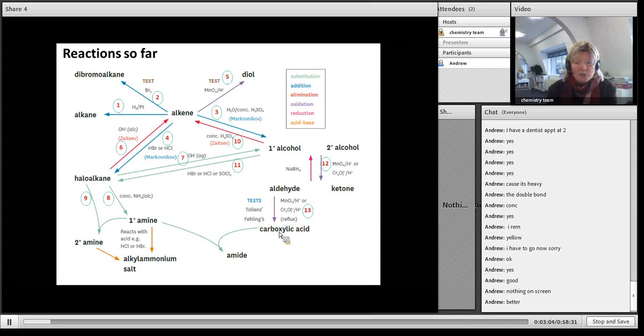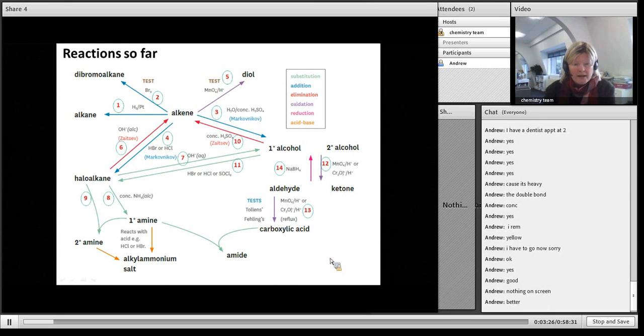And then we can also reduce an aldehyde to a primary alcohol, or the aldehyde can be oxidized to a carboxylic acid. So aldehyde can either go up or it can go down. Ketones can only go up to form an alcohol. They can only be reduced. They can't be oxidized further, because remember I said there wasn't that hydrogen attached to the carbonyl that could be removed.